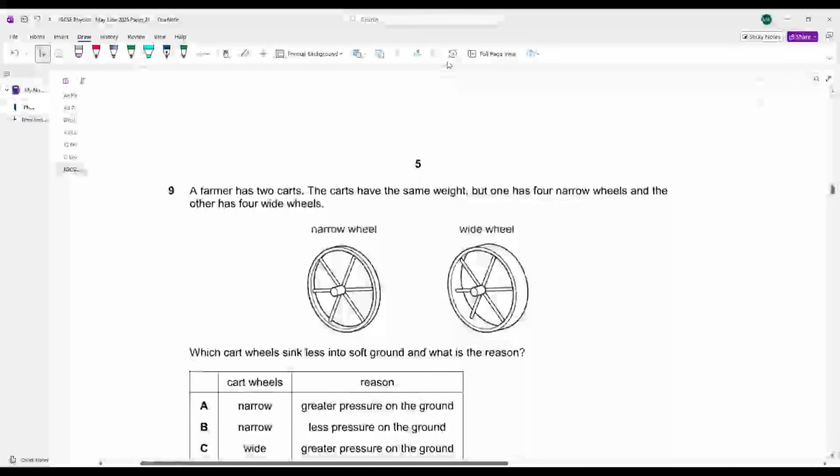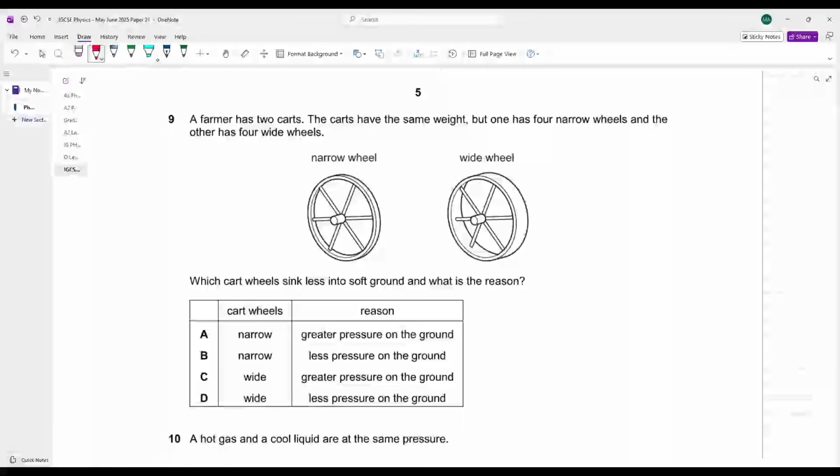आगे बढ़ते हैं बेटा. A farmer has two carts, okay. The carts have the same weight, okay. But one has four narrow wheels and the other has four wide wheels, okay. Which cart will sink less into soft ground and what is the reason?